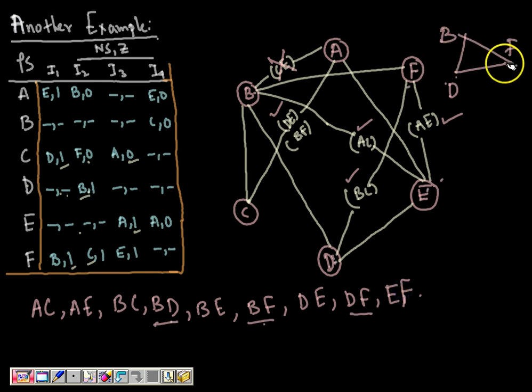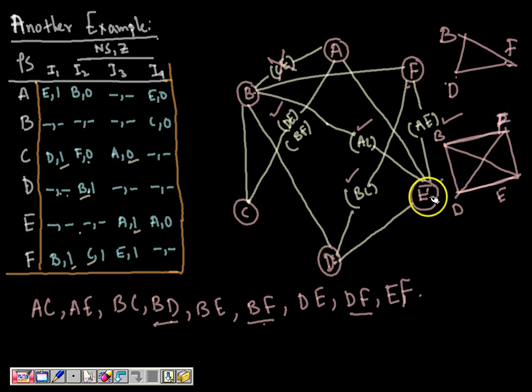Now for the triangle BDF, we see that BD is compatible, DF is compatible, and BF is compatible. So we can conclude that BDF is compatible. Now further we can reduce. We can see from the figure that for these four vertices BDEF, it is forming a complete graph. So BD is compatible, DE is compatible, EF is compatible, and BF is compatible. BE and EF are also compatible. So we can conclude that BDEF is compatible.